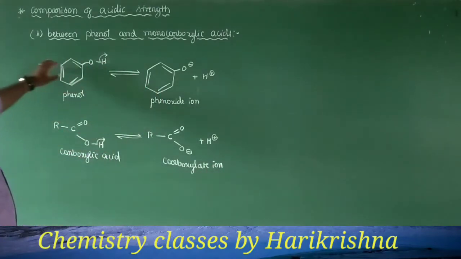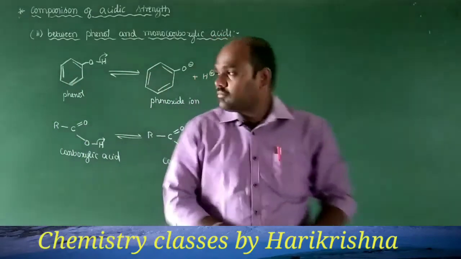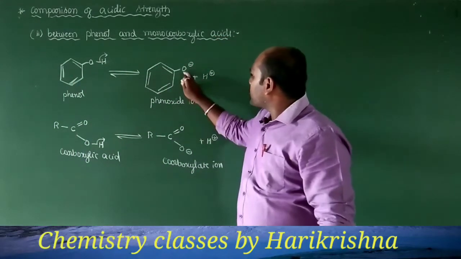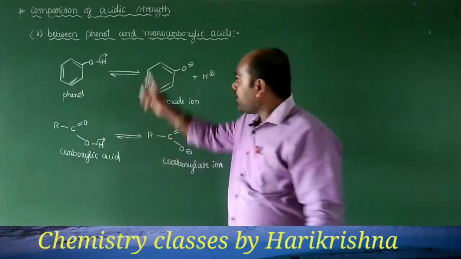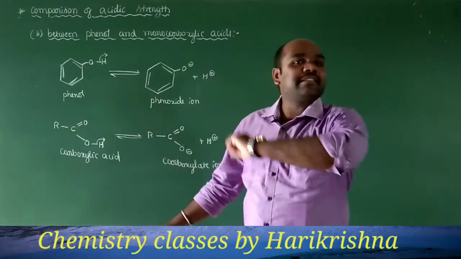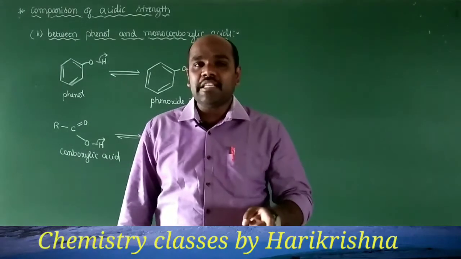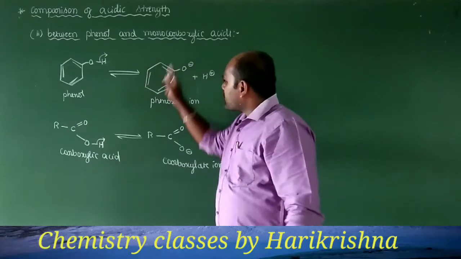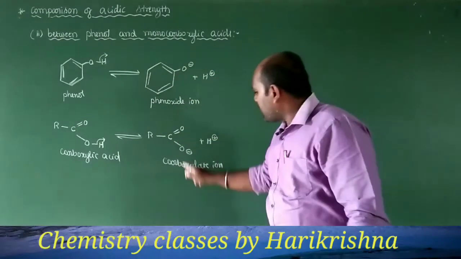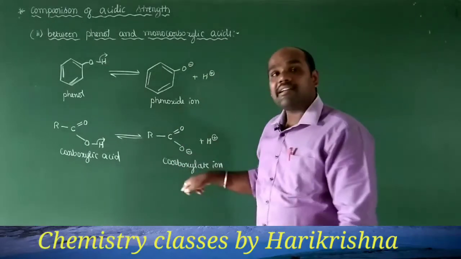So now we shall compare the acidic strength between phenols and carboxylic acid, strictly speaking, monocarboxylic acid. Here you just notice, here also we have a negative charge on the oxygen atom, and here also we have a negative charge on the oxygen atom, provided in both cases resonance is possible. In the previous case, between alcohol and phenol, the resonance is possible only with phenol but not with alcohol. But between phenol and monocarboxylic acid, upon their dissociation, whatever the ionic form we got, that is phenoxide ion and carboxylate ion, in both cases resonance is possible.